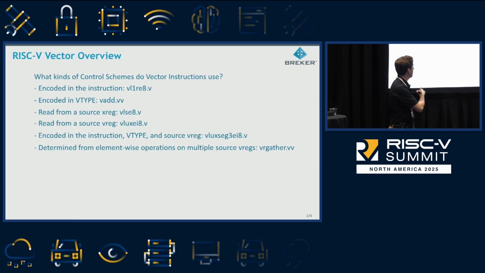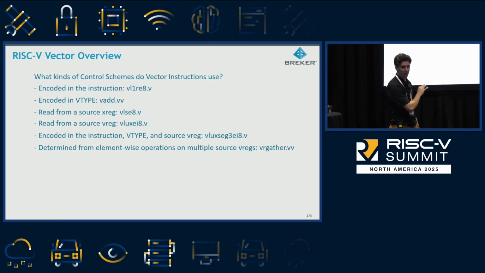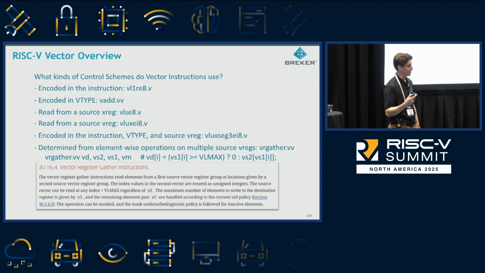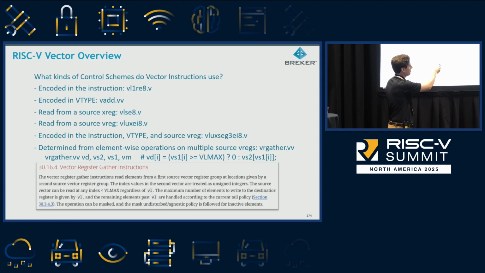It can be determined from element-wise operations on multiple source vector registers, and we kind of get into Looney Tunes land here, where we get some very, very convoluted setups. I mean, this VRGather VV is kind of notorious for this. If you look at that equation over there, that's a double data dependency. So the elements that we're putting in VD depend on the elements of VS2 at the index of the data in VS1 at the element that we're looking at, conditionally depending on whether that VS1 data is greater than VLMAX. You can see why this gets complicated.